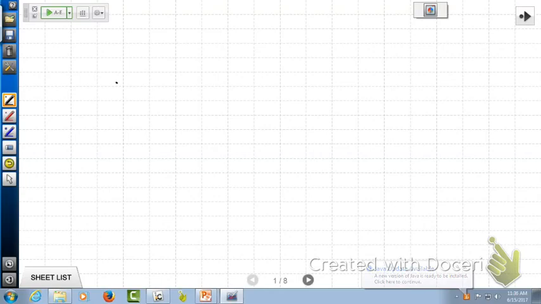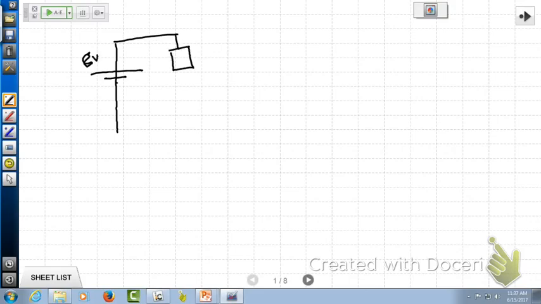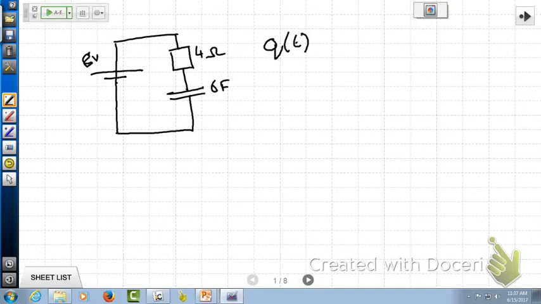So let's do this. So we're going to have 8 volts, 4 ohms, 6 farads. Find for me, please, the charge at t equals 12 seconds.